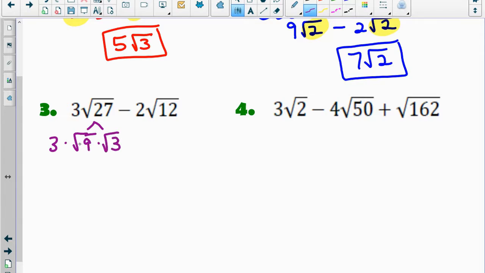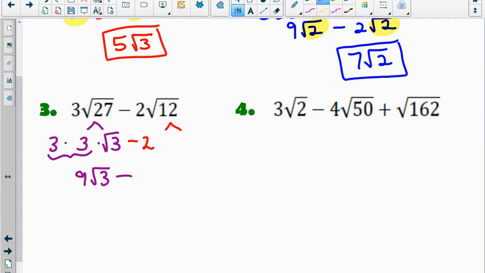All right, so let's see. The square root of 9 is 3. Let me just change that. And when I multiply it together with that other coefficient of 3, this is going to change it to 9 square root of 3. All right. Now the other radical, 2 square root of 12, well, let's see here.